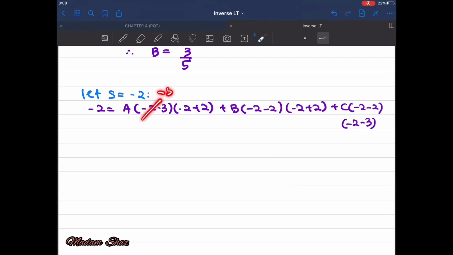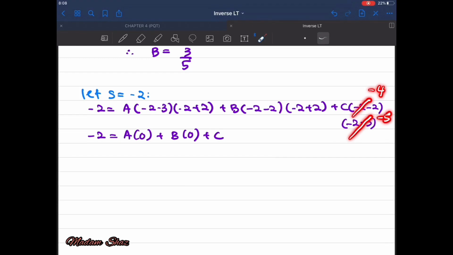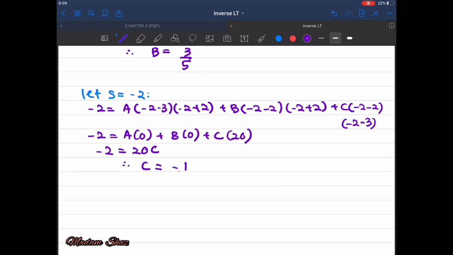Negative 2 minus 3, negative 5. Negative 2 plus 2 is 0. So therefore A will multiply with 0. Negative 2 is equal to A multiplied with 0 plus B. Negative 2 minus 2, negative 4. Negative 2 plus 2 is 0. So therefore B multiplied with 0 plus C. Negative 2 minus 2, negative 4. Negative 2 minus 3, negative 5. So negative 4 multiplied negative 5 will become 20. So negative 2 is equal to 20C. So therefore C is equal to negative 1 over 10.